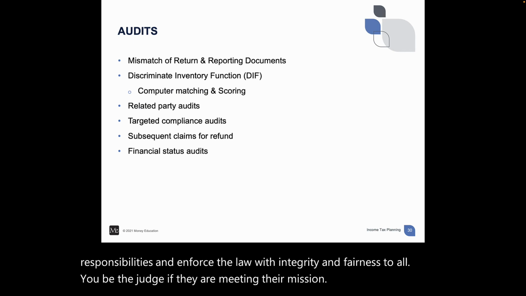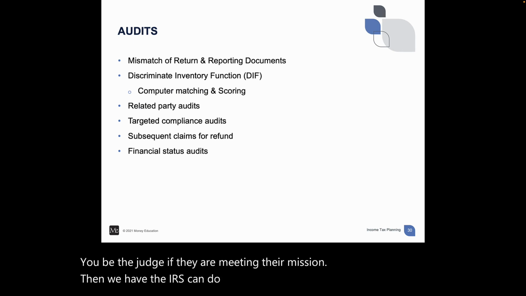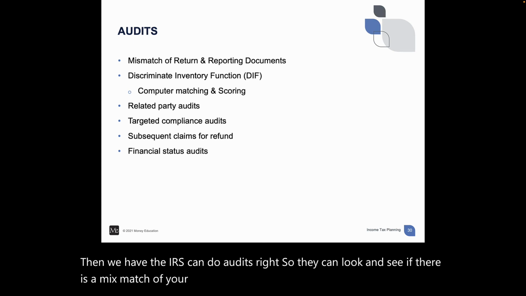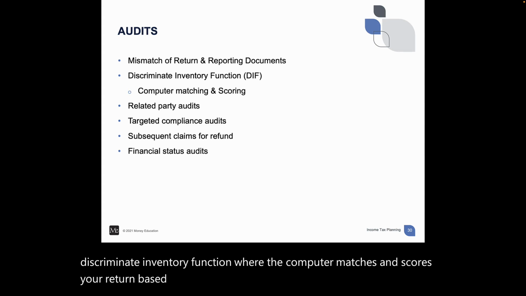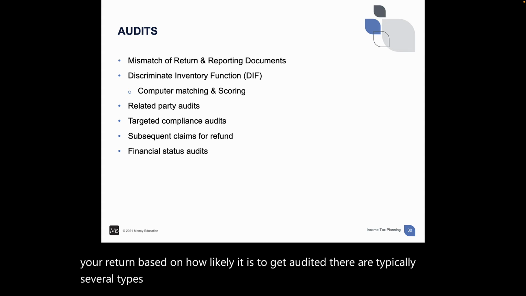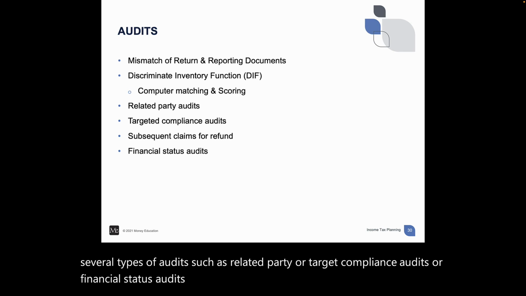Then we have the IRS can do audits, right? So they can look and see if there is a mismatch of your returns to supporting documentation, if there is a discriminant inventory function where the computer matches and scores your return based on how likely it is to get audited. There are typically several types of audits, such as related party or targeted compliance audits or financial status audits. And there's also subsequent claims for refunds.